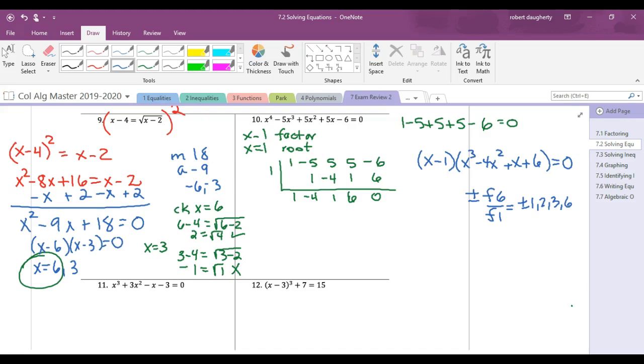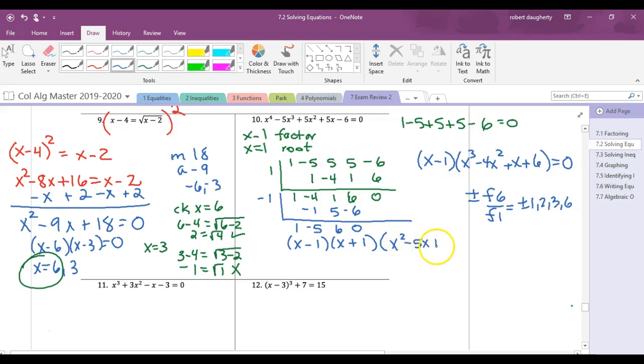So let's just try negative 1 on this factorization. That gives me negative 1, negative 5. That gives me 5 plus 1 is 6. That's negative 6, and that is a 0. Okay, so it tells me that x plus 1 is a factor. So now I know that this is going to be x minus 1, x plus 1, and then if I read that bottom row, that's x squared minus 5x plus 6 equals 0.